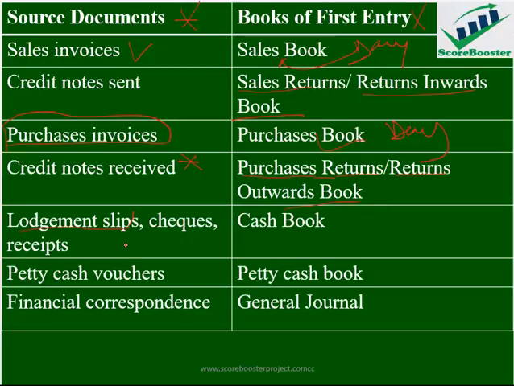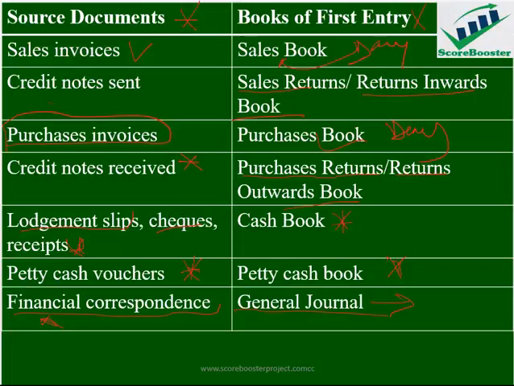Any lodgement slip, that is, I make a deposit in a bank and I collect a deposit slip, or a check I receive from a customer, or any receipt will enter into the cash book as a book of original entry. Then the petty cash voucher, we enter into the petty cash book. Please, all these will be recorded here. This is the book of original entry. These are the source documents that feed them. Now, financial correspondence, we enter into the general journal. You see, we told you the general journal takes care of any other thing apart from what we have mentioned. And I believe we can understand this properly now.